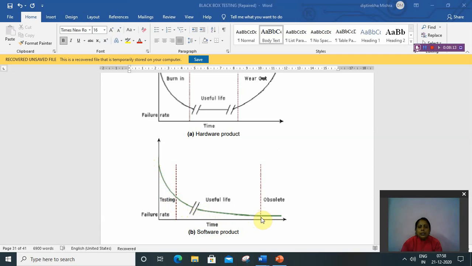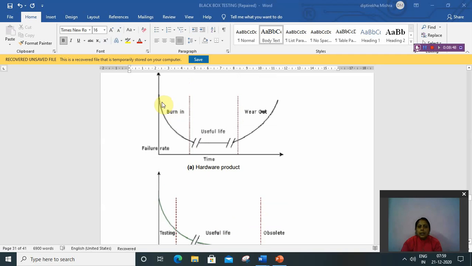After some time the software becomes obsolete and we are not using it, due to any reason, such as new software or new technology coming to the market. When the software becomes obsolete, error removal is no longer done and the software is just maintained. So the graphs are totally different. The hardware reliability and software reliability are totally different.